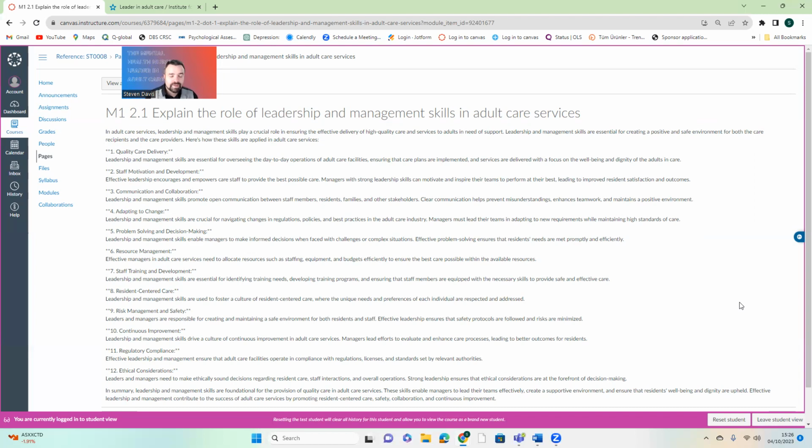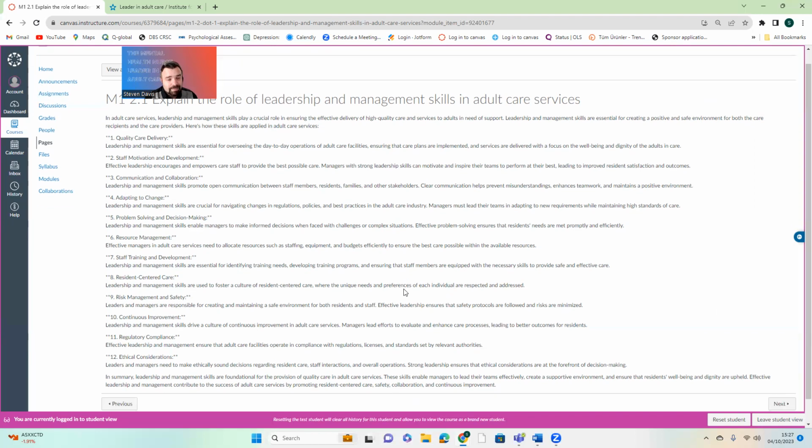So looking at staff motivation, that could be things around Investors in People, your rewards and recognition, because a happy workforce is a productive workforce, which allows continuity of care. Thinking about how you communicate and collaborate on a daily basis, so sharing of information on handover, in care planning, and around staff performance. Looking at being adaptive to change.